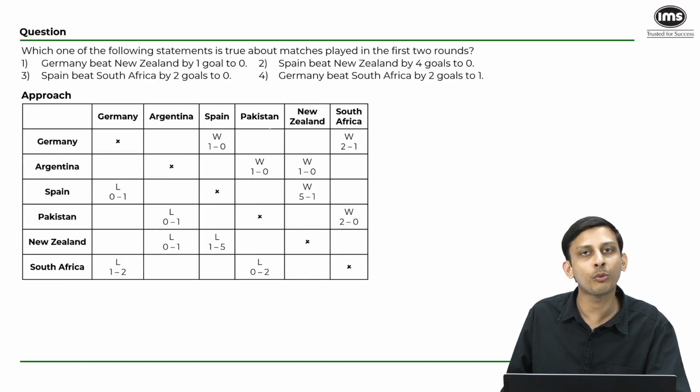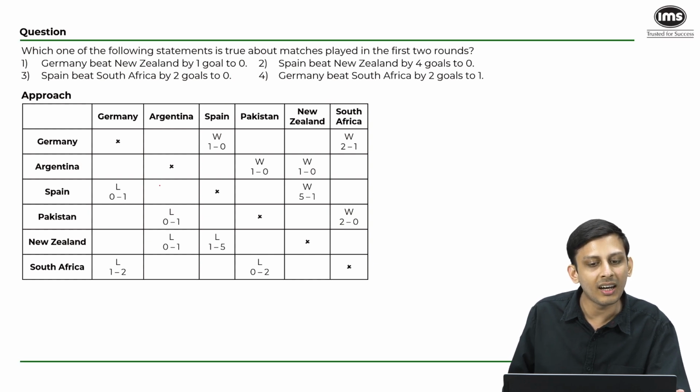So if you look at the first question, which one of the following statements is true about matches played in the first two rounds? So if you look at the first option, Germany beat New Zealand by 1-0. Germany is not even playing against New Zealand in the first two rounds. So this is not correct. Second option, Spain beat New Zealand 4-0. No, Spain is beating New Zealand 5-1. So second option is also not correct. Third option, Spain beat South Africa 2-0.